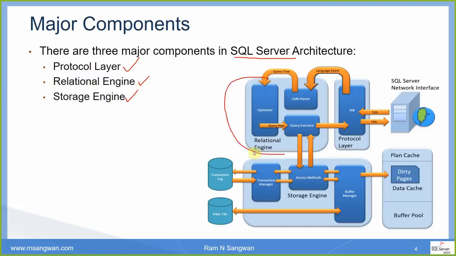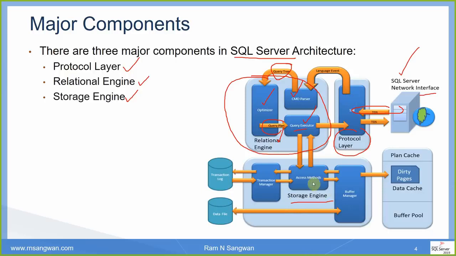This is the relational engine, where we have the CMD parser, optimizer and query executor, where the query tree is generated and the query plan is sent to the query executor. From where the data is coming to you, if you see, we have the protocol layer on the top, and the protocol layer is taking the request from the SQL Server network interface. The data is sent in TDS form. What TDS is we'll discuss, and the data goes to the relational engine. In between we have the storage engine.